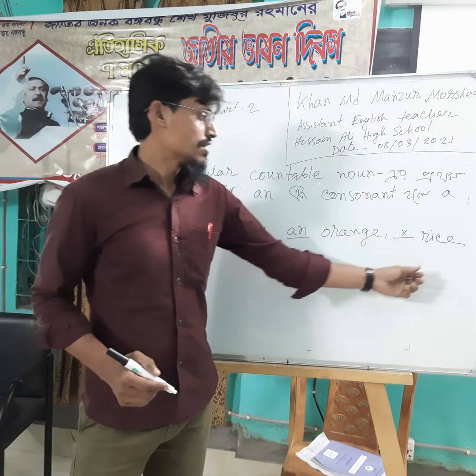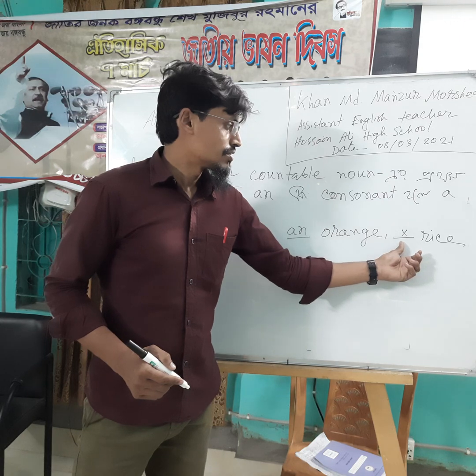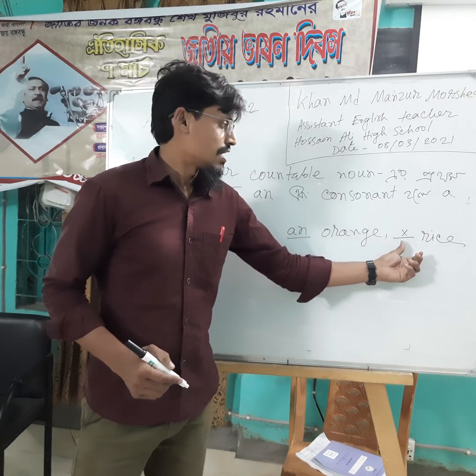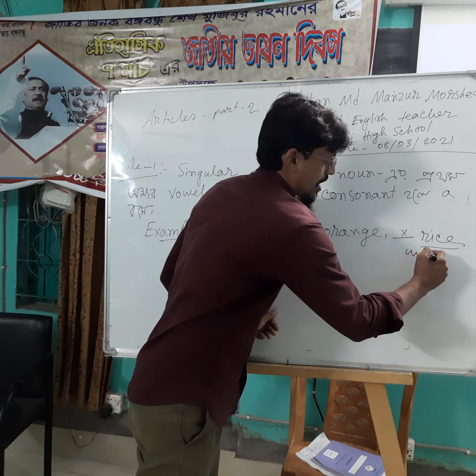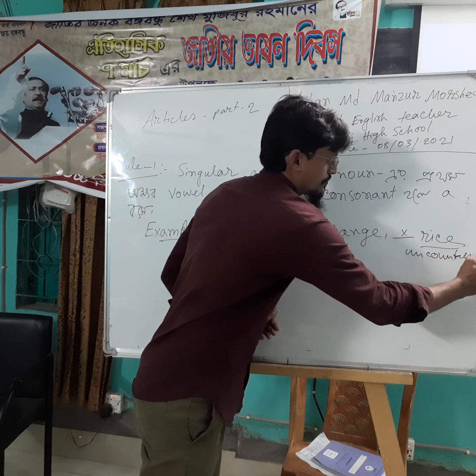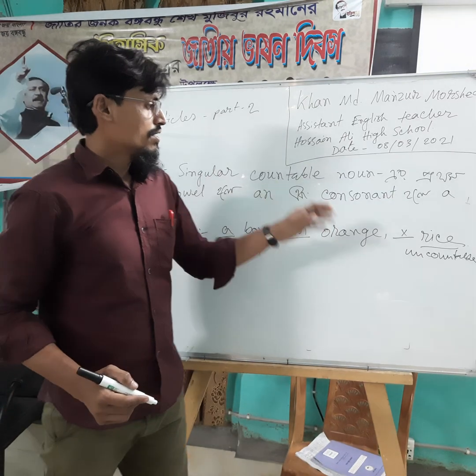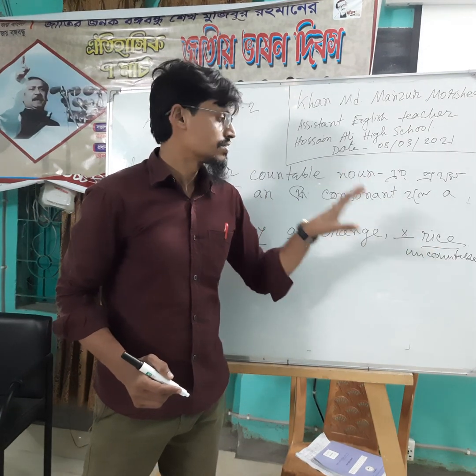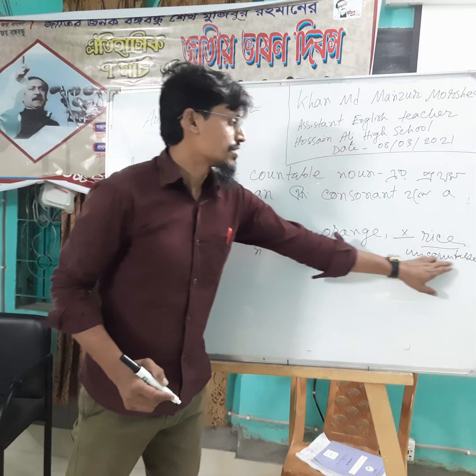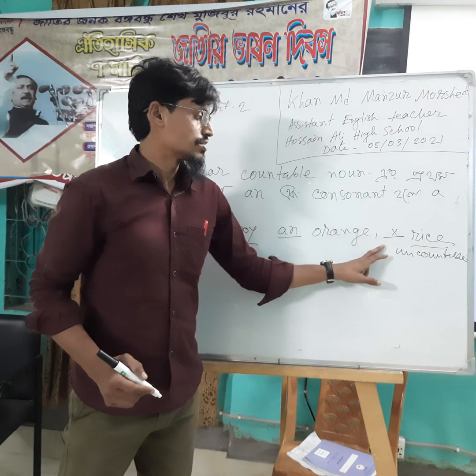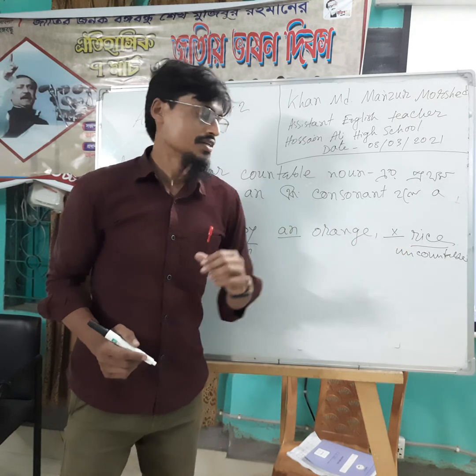And the third is rice. Rice is also a noun, but we put no article before rice, because rice is not countable, it is uncountable. So though rice is singular, though rice is a noun, as it is uncountable, we cannot put a or an before rice. So keep it in mind.